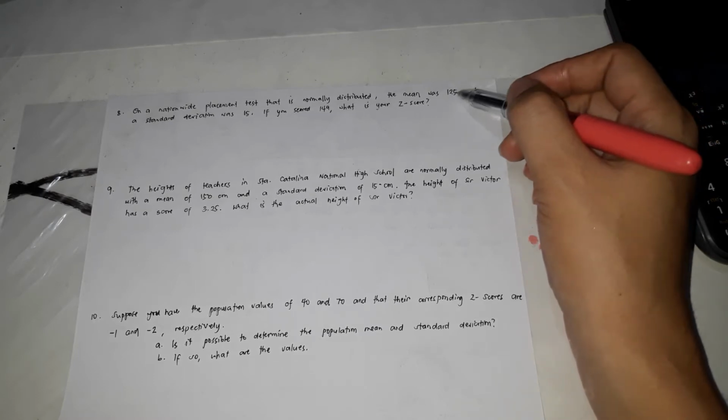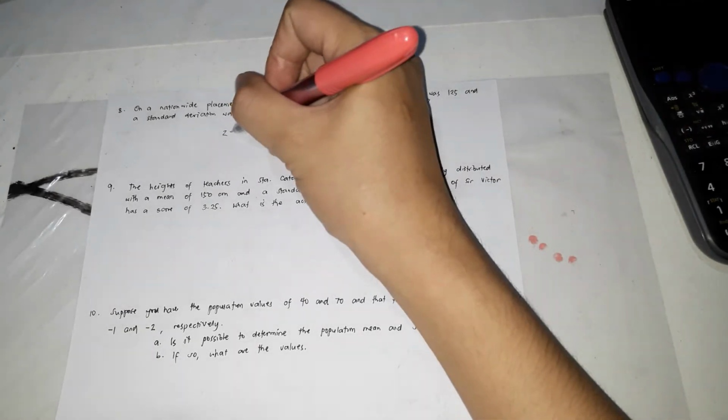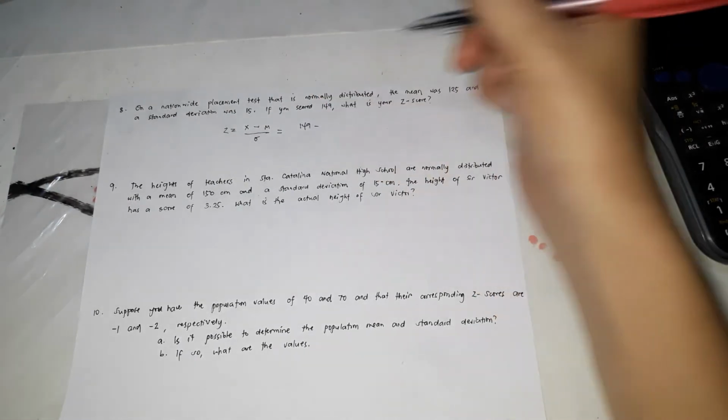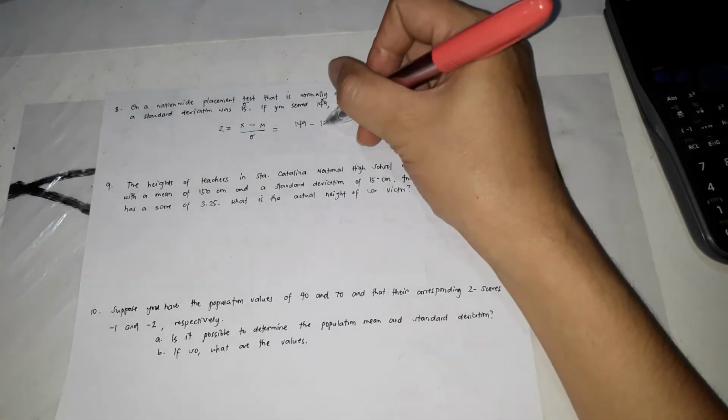Next question: on a nationwide placement test that is normally distributed, the mean was 125 and the standard deviation was 15. If you score 149, what is your z-score? Since it is higher than 125, the z-score is positive. So z is x minus the mean divided by SD. The score is 149, the mean is 125, divided by 15. Using a calculator, 149 minus 125 divided by 15, the result is 1.6. So the z-score is 1.6.